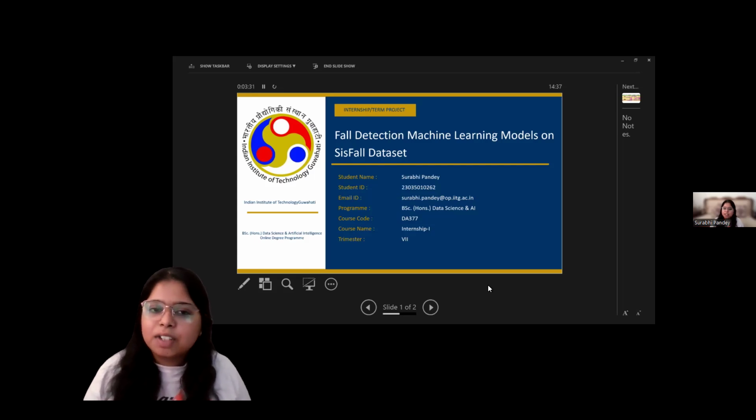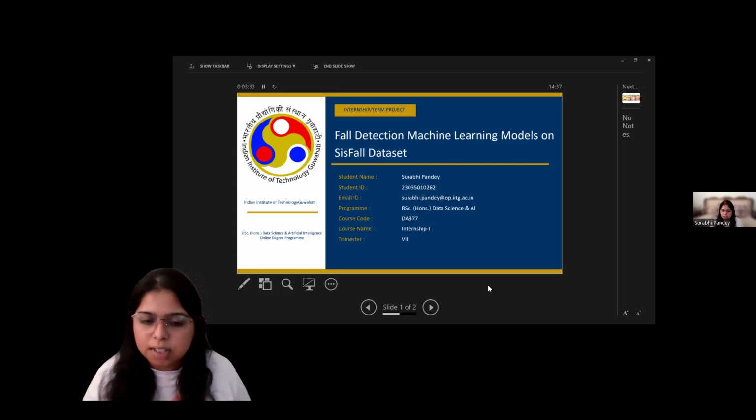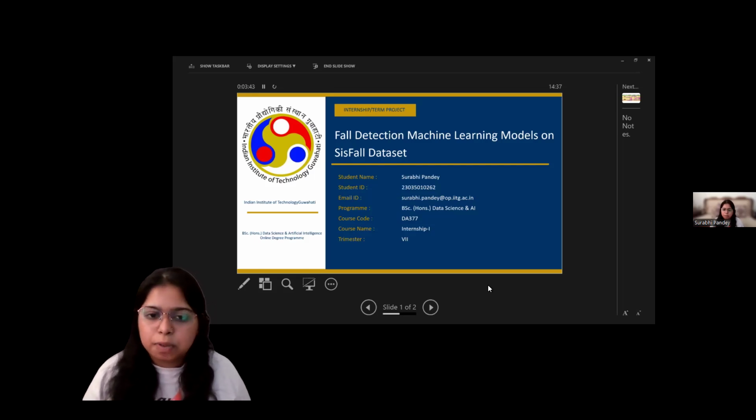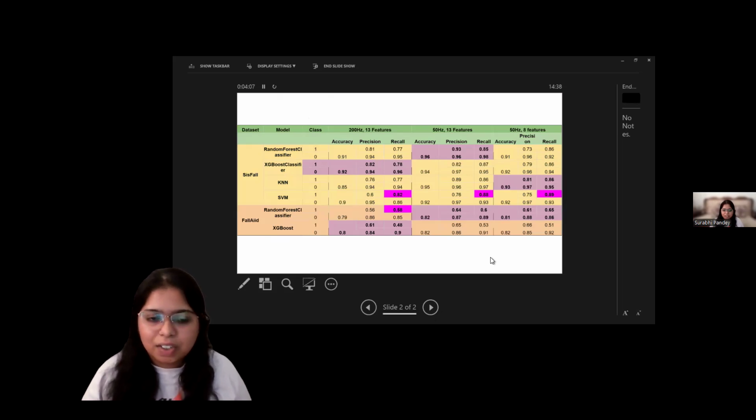What I worked on is that I trained many models such as random forest, XGBoost, KNN, on two different types of publicly available data sets, like the Farseeing dataset and the SisFall dataset. I will present a little bit of a glimpse of the work which I did, and I will present the metrics of what I got. This is what I got as my metric.